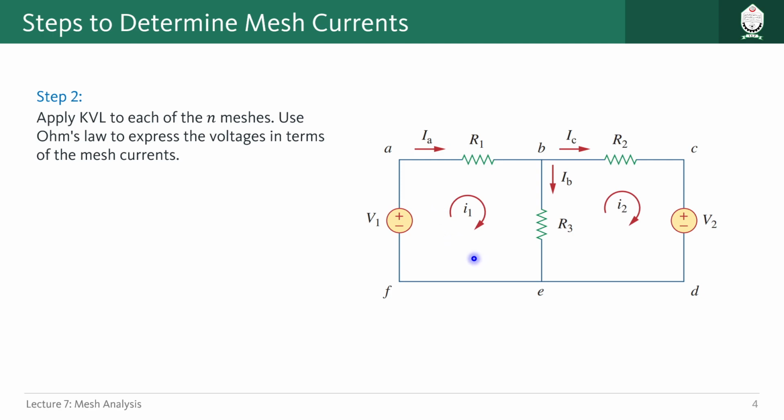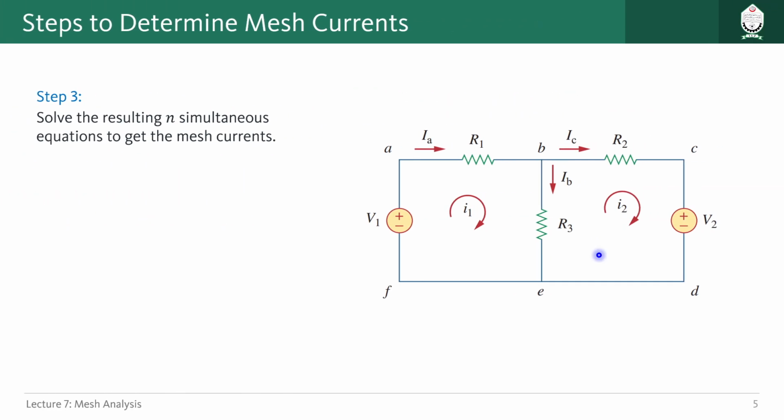So the only unknown variables are I1 and I2, these two mesh currents, and for that we have to form two equations. If I apply KVL in these two meshes, that will be possible, right? After that, we solve the resulting n simultaneous equations to get the mesh currents. Very simple, just like our previous case, nodal analysis.